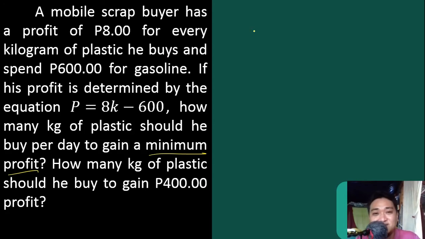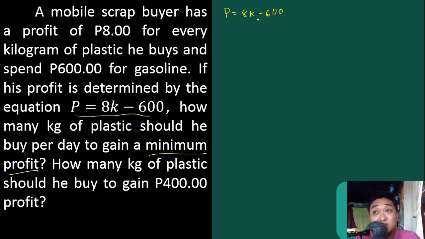Sige. So, given na yung equation po natin, the equation for profit is P is equivalent to 8K minus 600. Paano nakuha yung profit? So, halimbawa, magbenta siya ng 1 kilo lang. Pag-uwi niya, pagkatapos niyang mag-ikot-ikot, 1 kilo lang yung dala-dala niya, sa tingin niyo ba may profit siya?